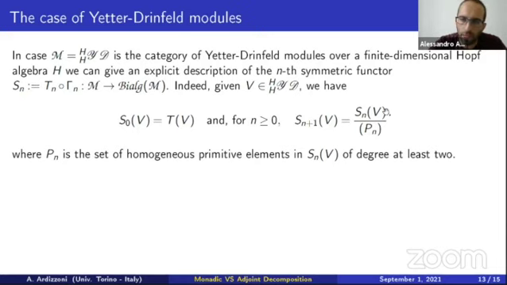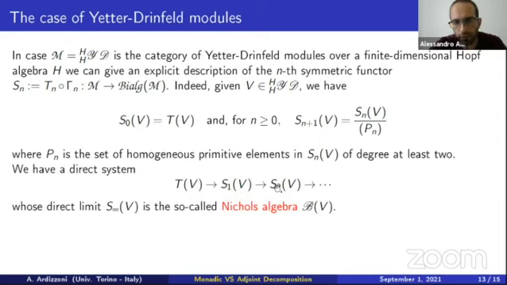And each Sn is a quotient of the previous S. So we have a direct system of bialgebras in M, so in the category of Yetter-Drinfeld modules. They are braided bialgebras. And we can compute the direct limit of this.